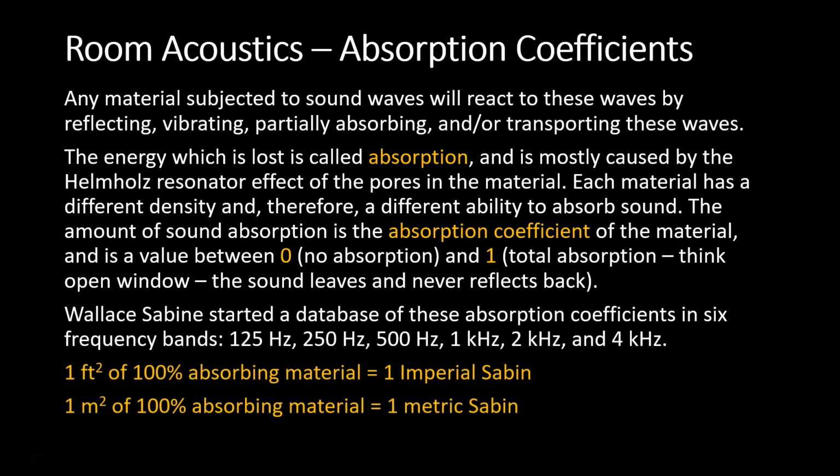Wallace Sabine came up with this concept, and he originally started a database of these absorption coefficients in 6 different frequency bands. Therefore, 1 square foot of 100% absorbing material or 1 square meter of 100% absorbing material, the coefficient is named after him, and it's imperial if it's measured in feet, and it's metric if it's measured in meters. The frequency bands that he concentrated on were basically 1 octave apart in the area where human hearing is most sensitive, from about 125 hertz, which is actually a little lower than our sensitivity, up to about 4,000 hertz.